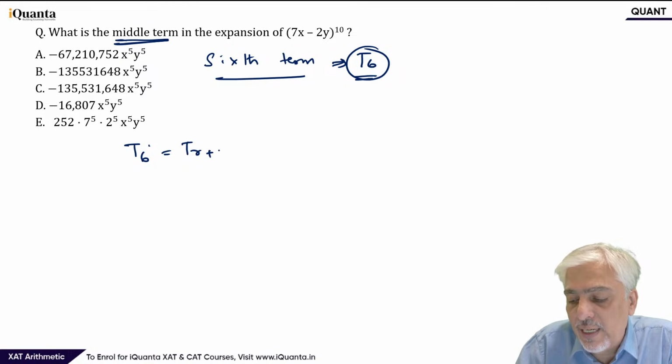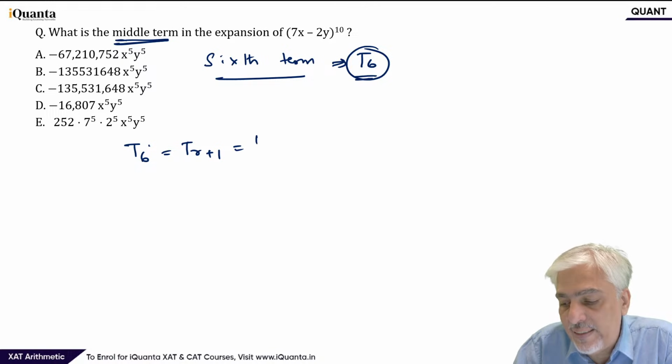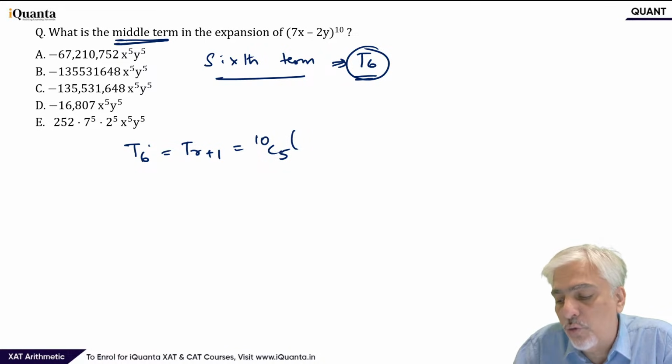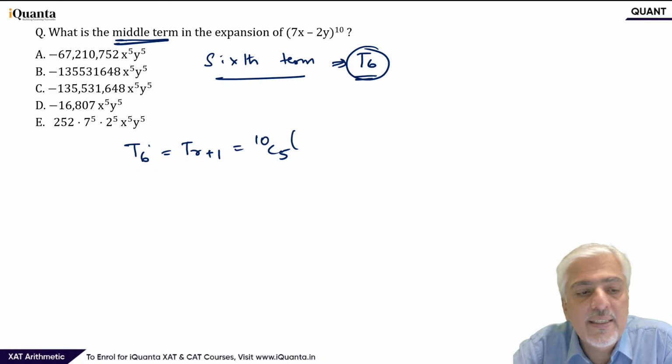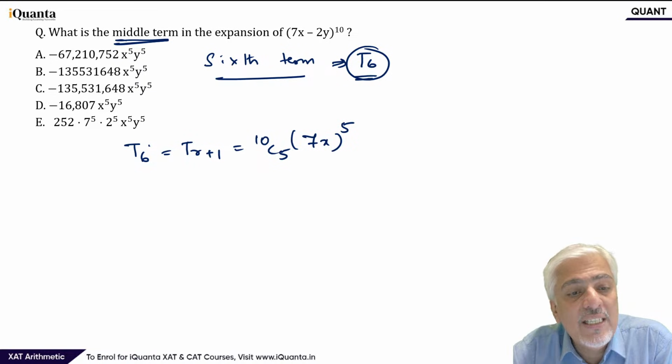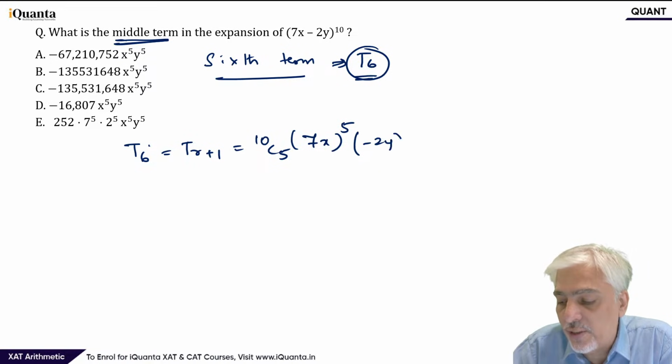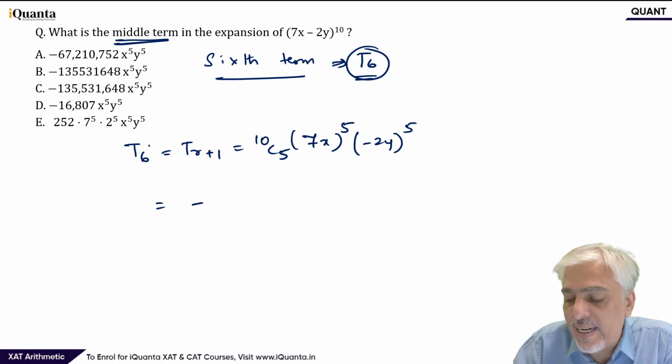The formula is T(r+1). So r is 5. nCr, that will be 10C5 into 7x raised to 5 into minus 2y raised to 5. So just be careful about the calculation now. We know that the answer has to be negative.